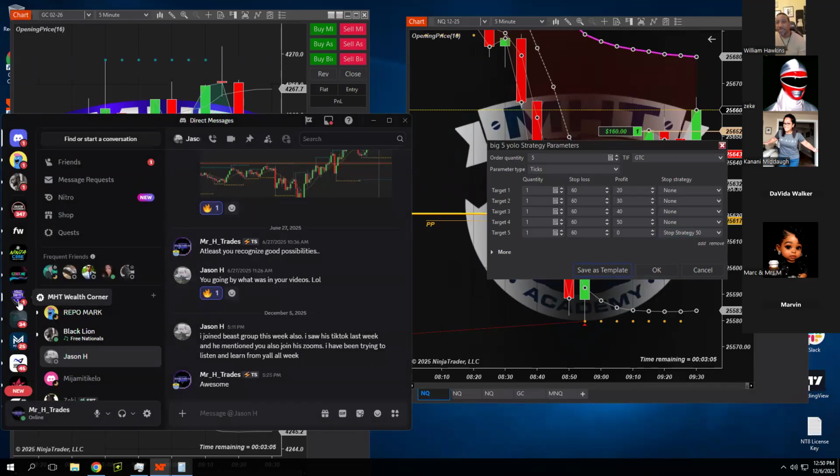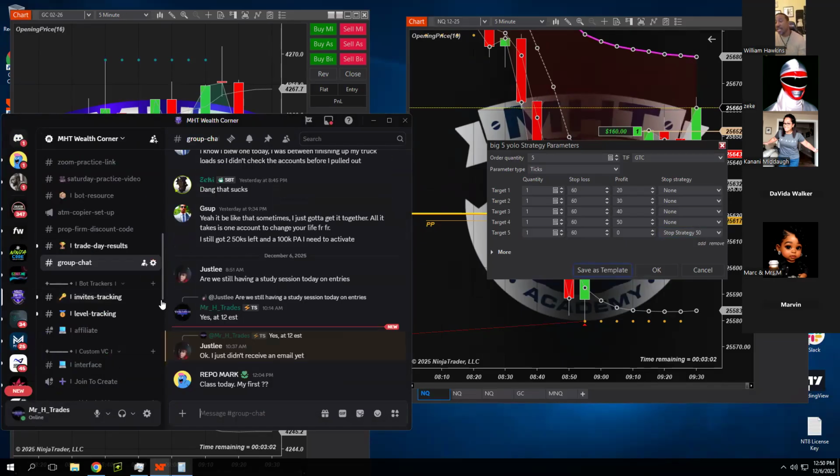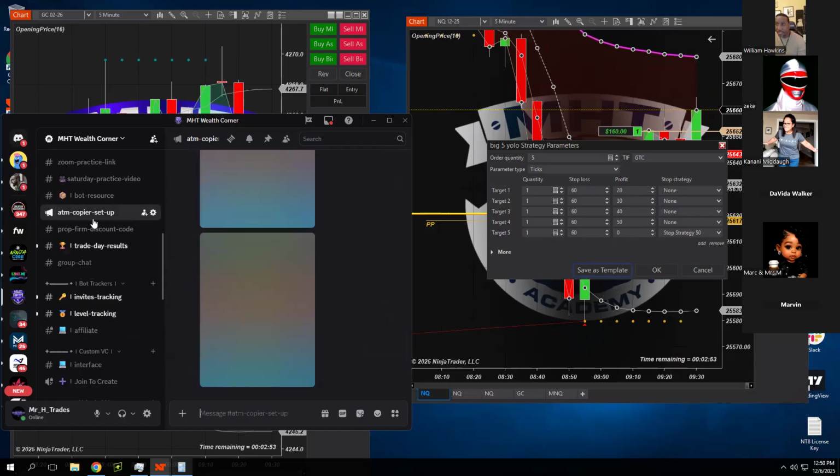Are you talking about like the trailing stop? Well, not just the trailing stop, but you can set your profit target at different spots. Oh, okay. I'll show you. Where's it at? ATM setup.